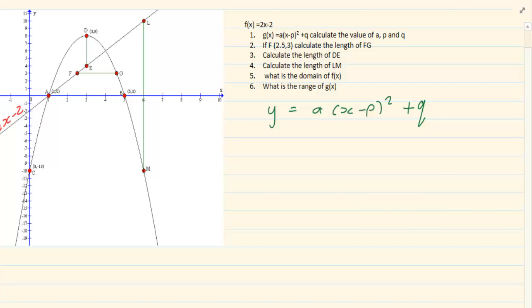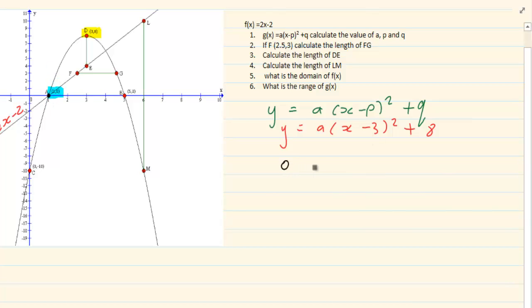We know the turning points are 3 and 8. We're going to substitute it in. So we have y is equal to a, x minus 3 all squared plus 8. After you've substituted p and q, you can take any point on the graph and substitute it to solve for a. So let us take the coordinate 1 and 0.